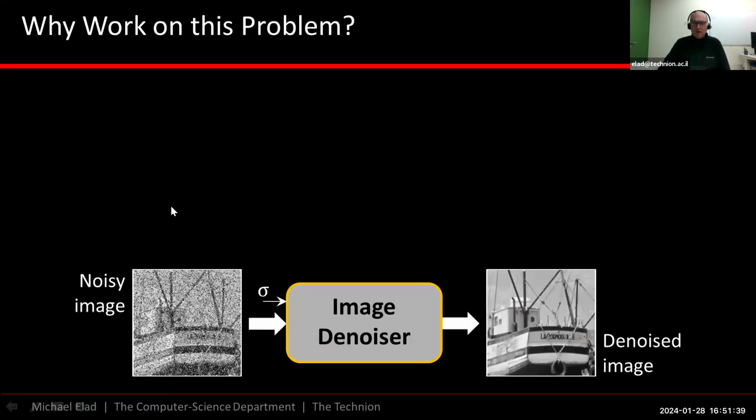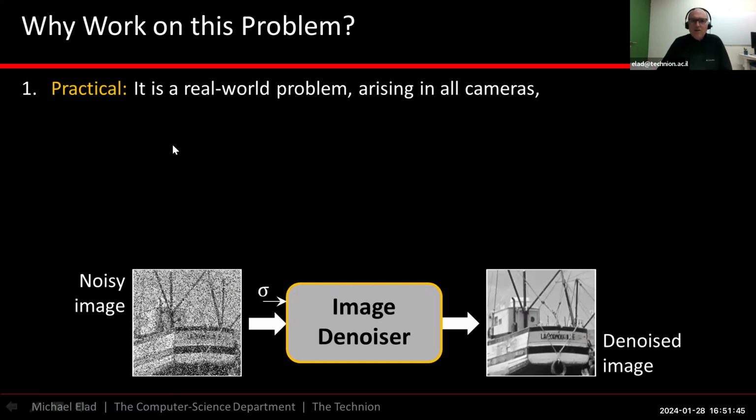Okay, so now why so many papers? Why are we bothering with image denoising? First, because it is a practical problem. Every sensor that aims to create an image is suffering from noise and needs to be denoised. Every sensor. In fact, your cell phone has a denoising algorithm in it. Otherwise, your images would have been horrible. So it's a practical problem.